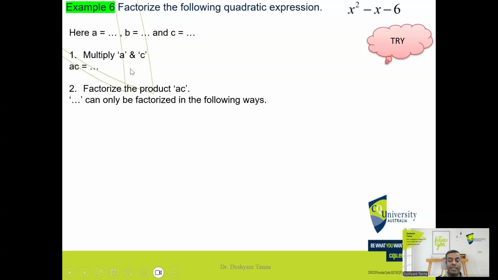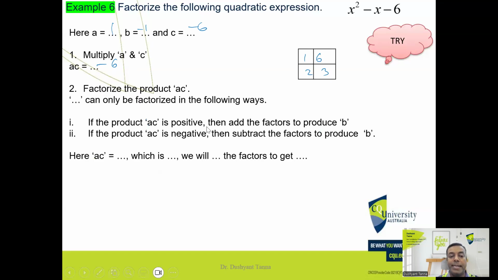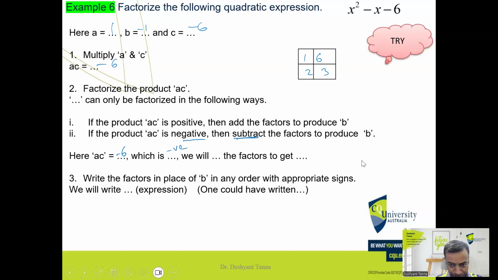Multiply AC, which is minus 6. I can write it down, that helps. 1, minus 1, and minus 6. Minus 6 can be factorized as 1 and 6, 2 and 3. It is negative, so we will subtract the factors to get minus 1. Write the factors of B in any order. We will write minus x as, what do you say? Minus 3x and plus 2x, or 2x minus 3x.